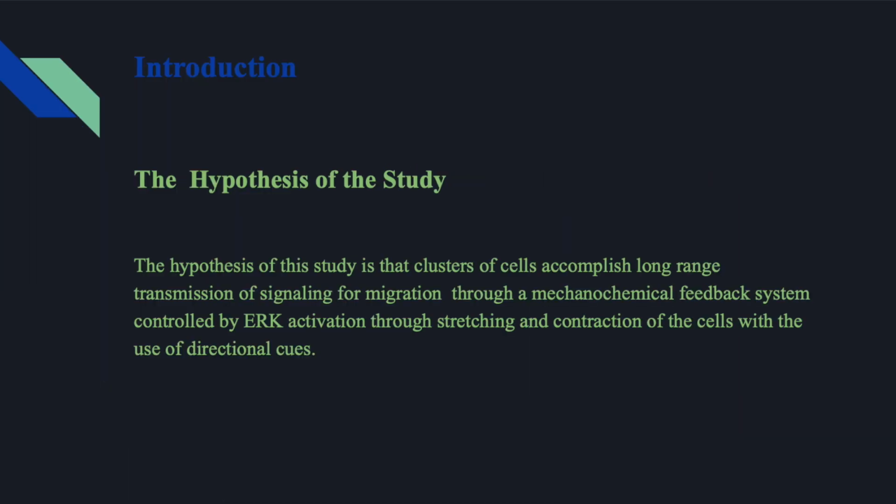This study takes a look at how cell migration is able to be accomplished through ERK signaling and how that signaling can be maintained over long ranges. The hypothesis being explored is that clusters of cells accomplish long-range transmission of signaling for migration through a mechanochemical feedback system controlled by ERK activation through stretching and contraction of the cells with the use of directional cues.